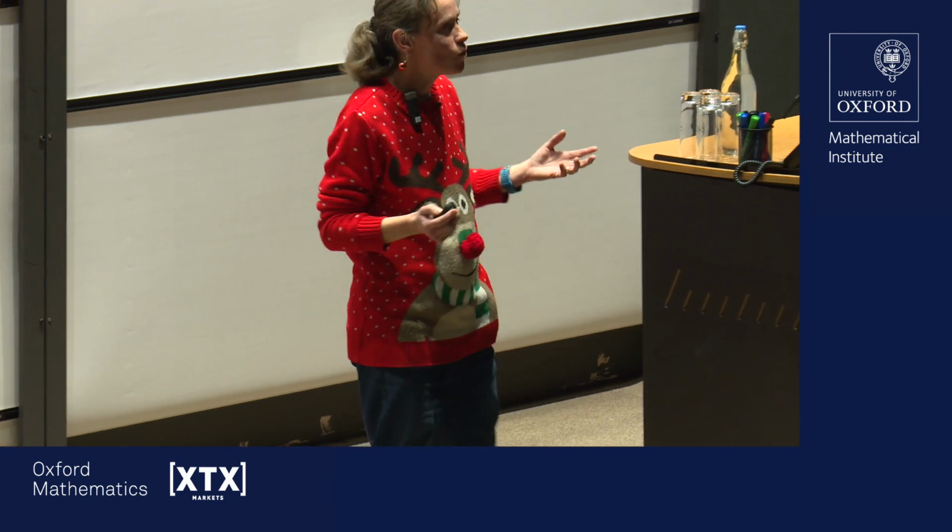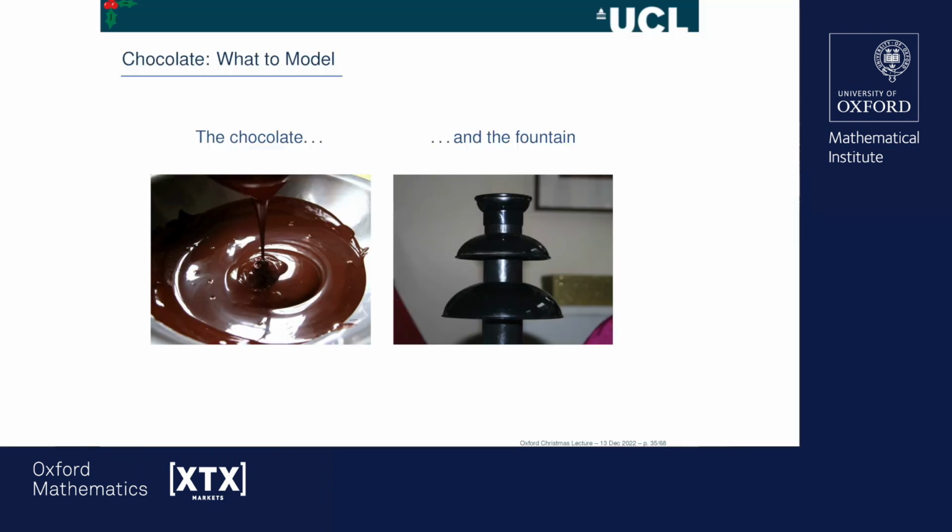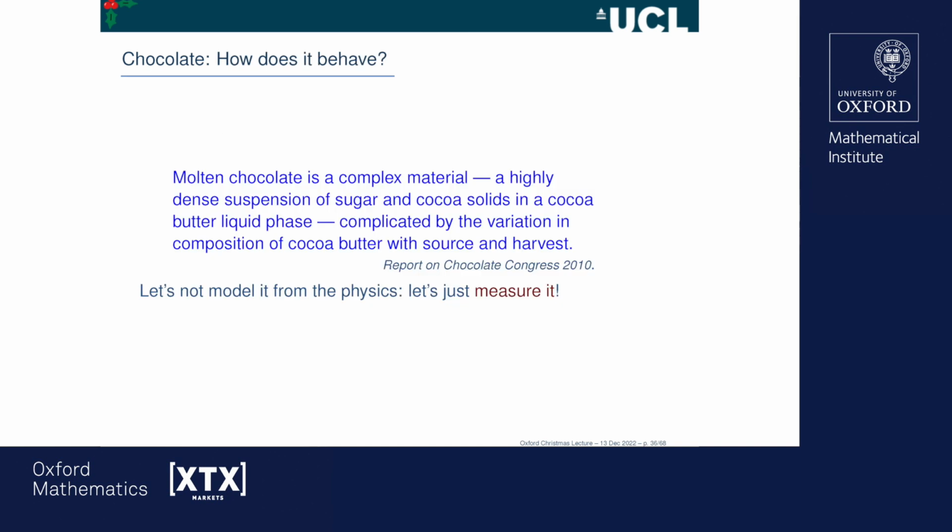So what do we model when we're modeling a chocolate fountain? Essentially, there's two components, right? The chocolate and the fountain. So I'll talk about them both in turn. So the chocolate is a complicated thing.